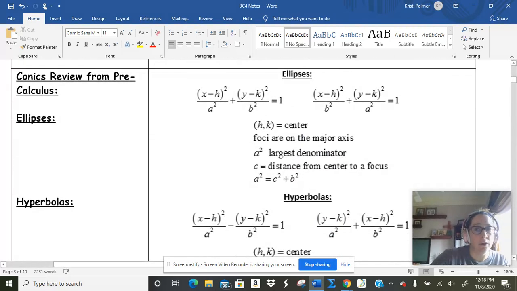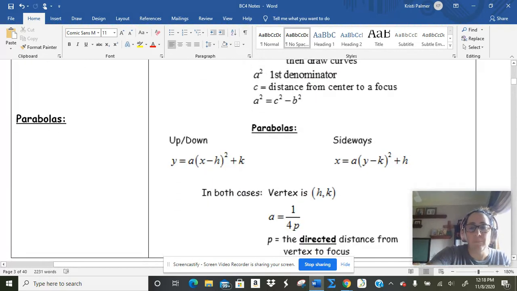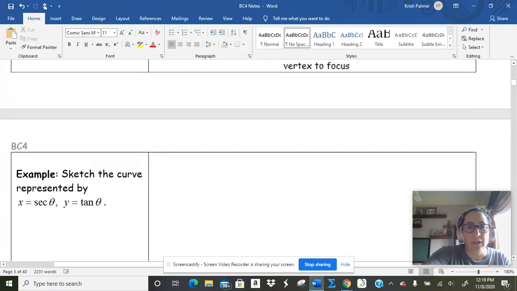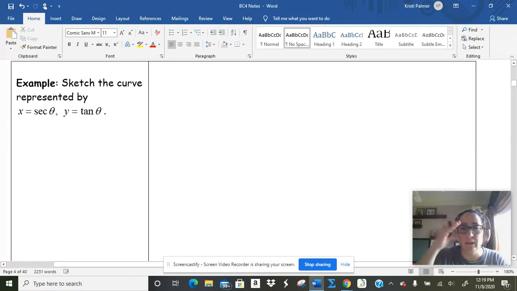And then just really a lot of review from all of the conic sections with ellipses, hyperbolas, parabolas. So do as much review as you need to on this page and see if you had any questions. But all of that page is pre-calculus. So if not, maybe you'll catch on as we are writing these.